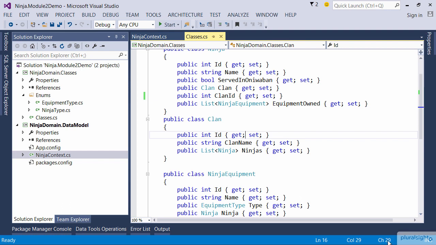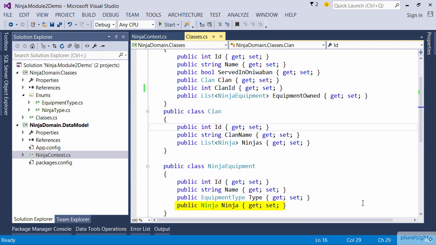I did that to make my coding easier. If you look at NinjaEquipment, I don't happen to have a Ninja ID because my intention is always to identify the relationship between Ninja and their equipment through this equipment-owned list. So I don't anticipate needing to create a piece of NinjaEquipment and just set the Ninja ID. So I didn't happen to have it in there.